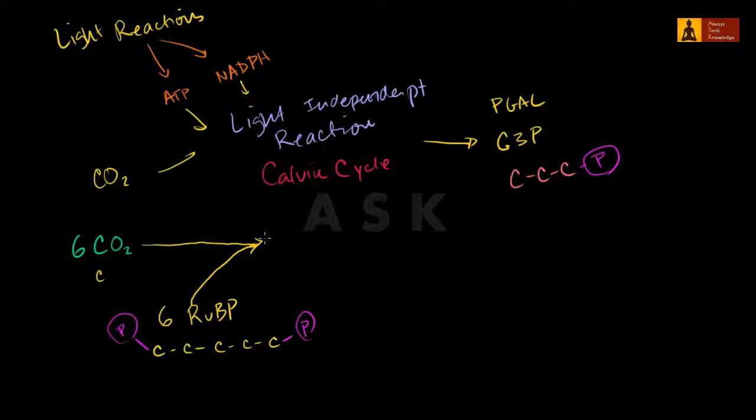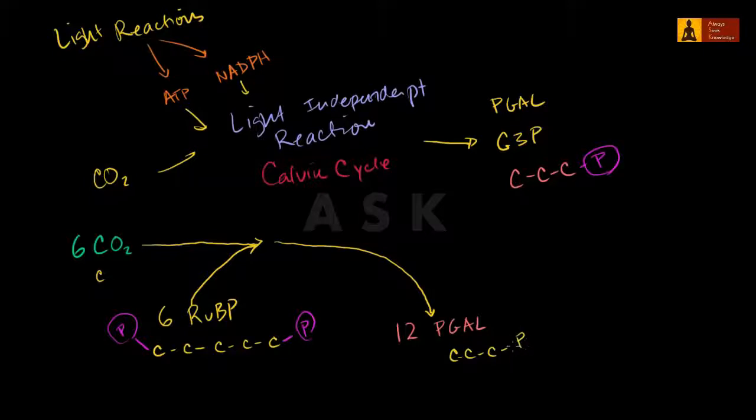These two react together, and this is a simplification. There's a lot more going on here, but I want you to get the big picture. To form 12 molecules of PGAL, of phosphoglyceraldehyde, or glyceraldehyde 3-phosphate, which you could view as having 3 carbons, and then a phosphate group.